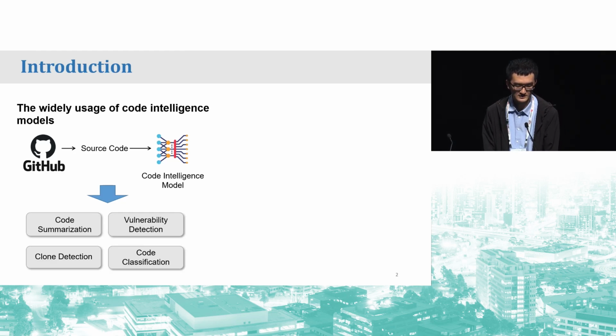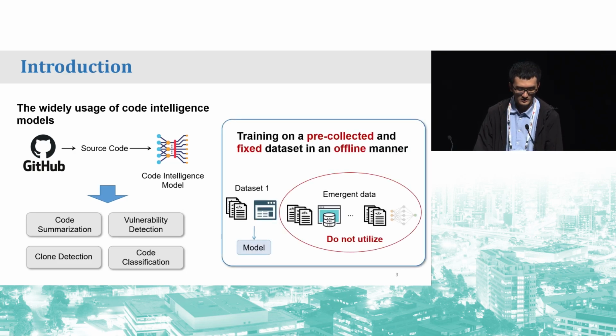Recently, code intelligence has drawn more and more attention and has been used to help developers in various applications, such as code summarization and vulnerability detection. However, these models are always trained on a pre-collected and fixed dataset in an offline manner. This makes them unable to acquire up-to-date knowledge from the emergent data.